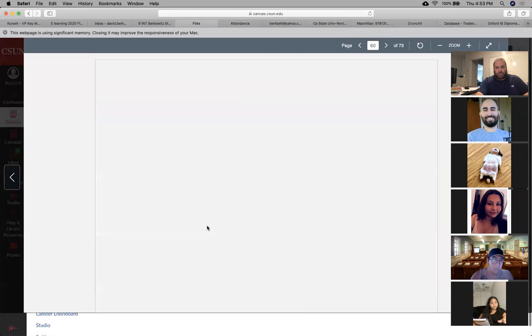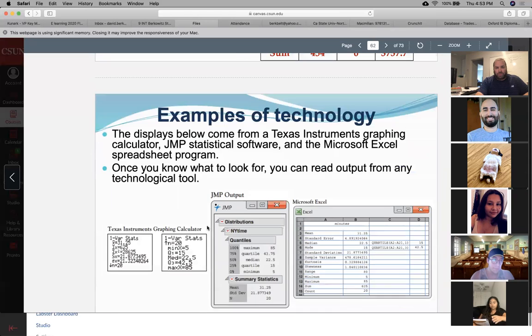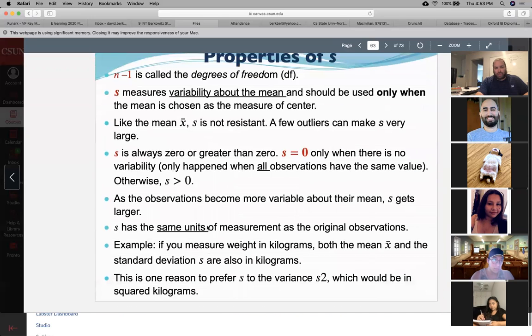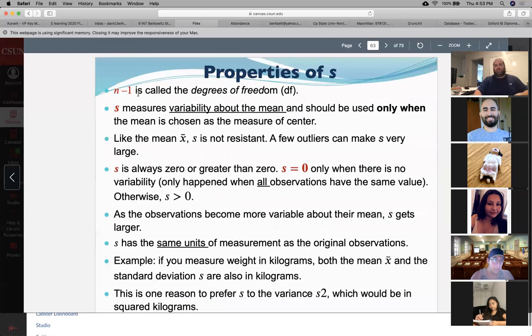Some questions. Using technology, some properties of S. So n-1, what you divide by, is called the number of degrees of freedom. It measures the variability about the mean and should only be used with the mean. I've stressed that the first time through. Standard deviation goes with the mean and median goes with the IQR.